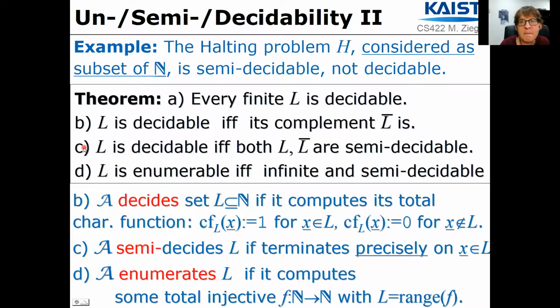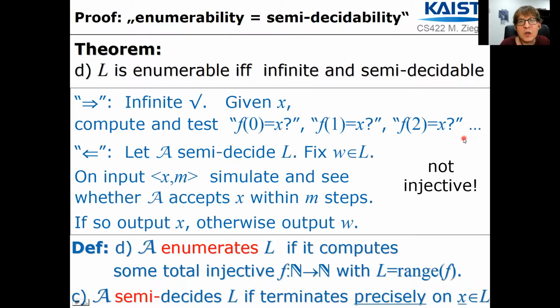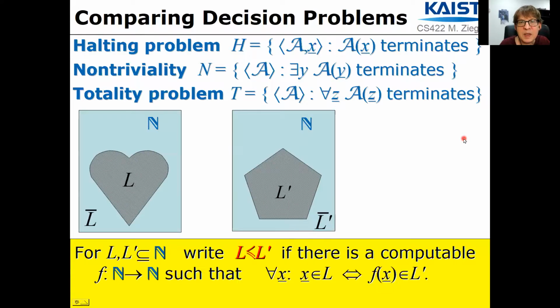Let me say that again. Suppose that the complement of the halting problem is semi-decidable. We know that the halting problem itself is semi-decidable. If also the complement is semi-decidable, then according to item C, it means that the halting problem must be decidable, which we know it's not. Therefore, we conclude that the complement of the halting problem is not even semi-decidable, thus answering another very great question in the chat. And now, concluding this slide.